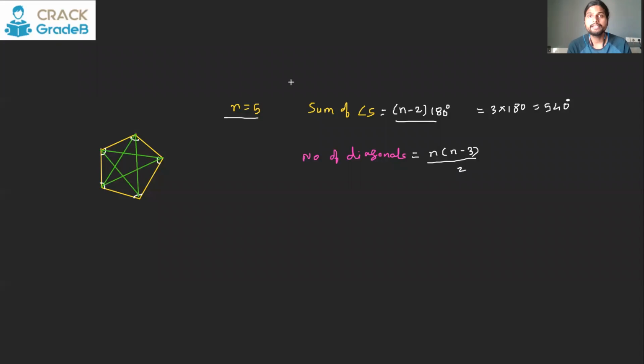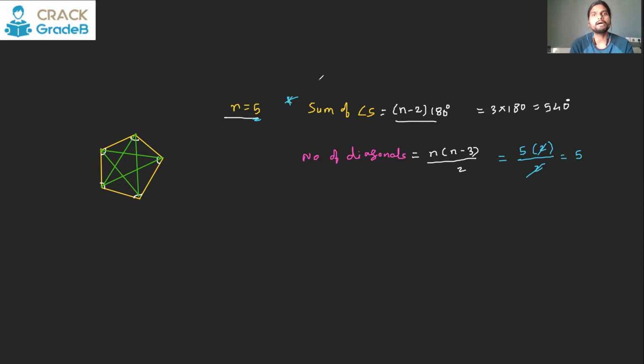The formula says the number of diagonals is n into (n minus 3) upon 2. So putting n is equal to 5 here, we get 5 into (5 minus 3), that is 2, upon 2. The 2 gets cancelled and the number of diagonals is 5. So there are these 2 important things. You directly remember the formula; it can be used in some of the exams.